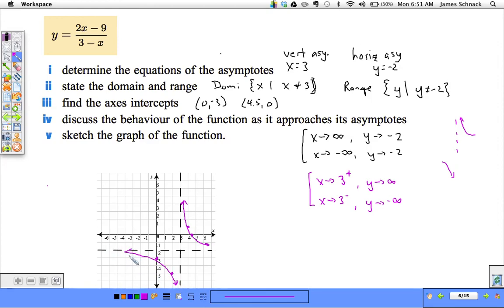And there's our graph. We should be able to do most of this without the calculator. However, the calculator is a very powerful tool for graphing this. These asymptotes, at least the vertical one, you better be able to get with no calculator.